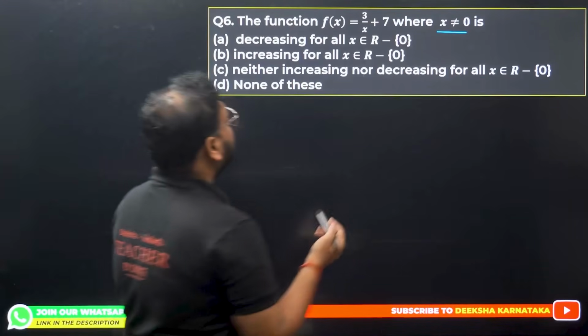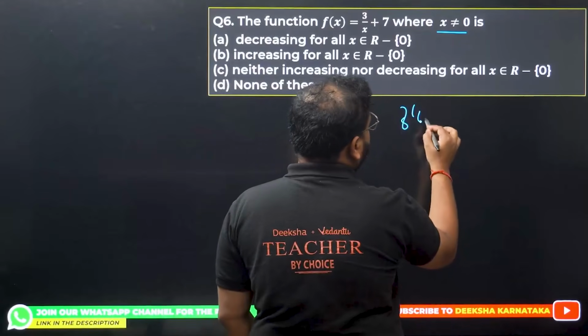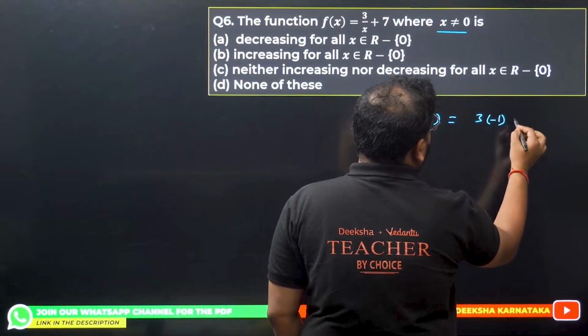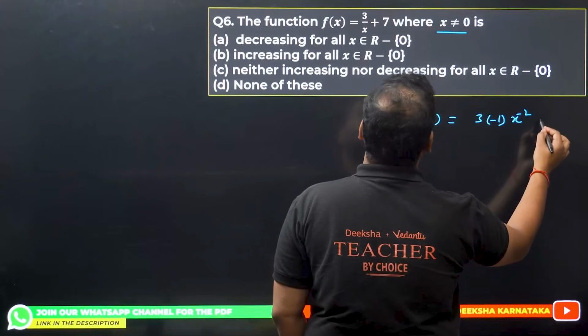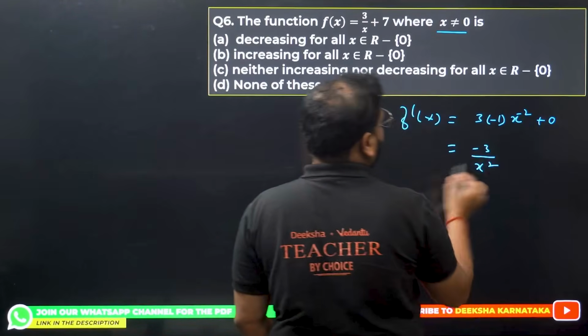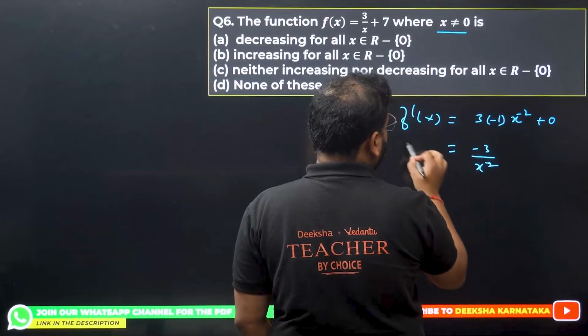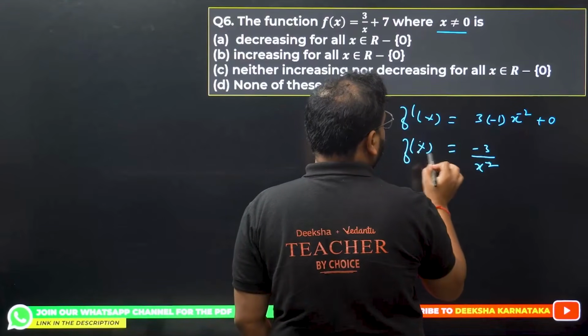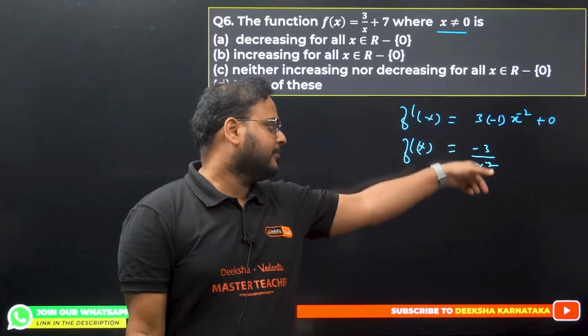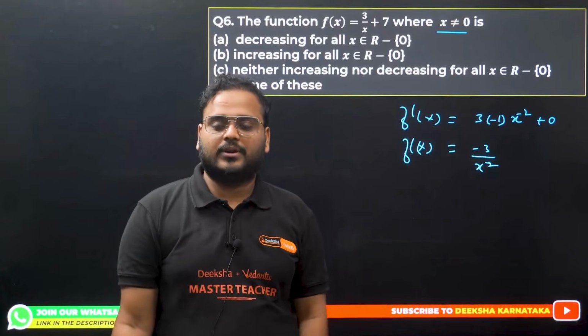Let's check. The first step is to find the derivative. You'll have 3, you'll have minus 1, you'll have x power minus 2. We get minus 3 upon x square. I've done the step so that all of you understand how you find the derivative of 1 upon x. Minus 1 upon x square is the derivative. We get the answer as minus 3 upon x square.